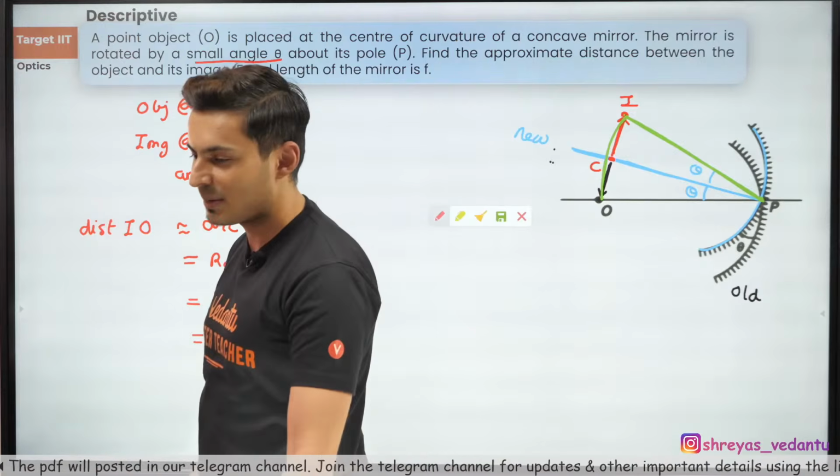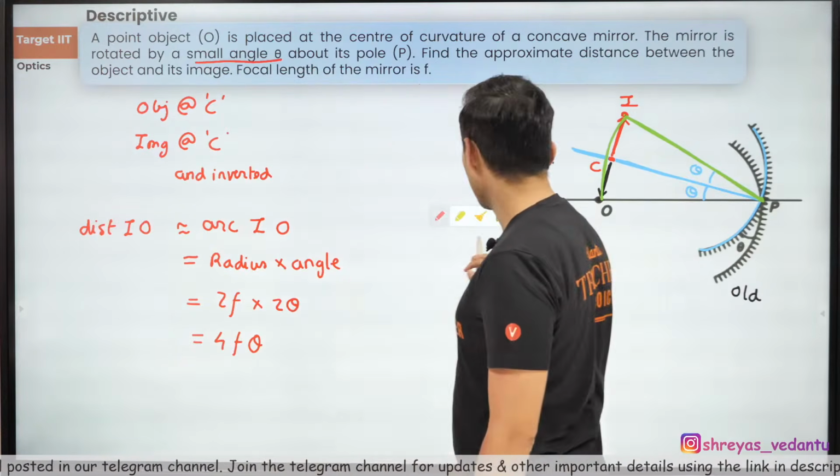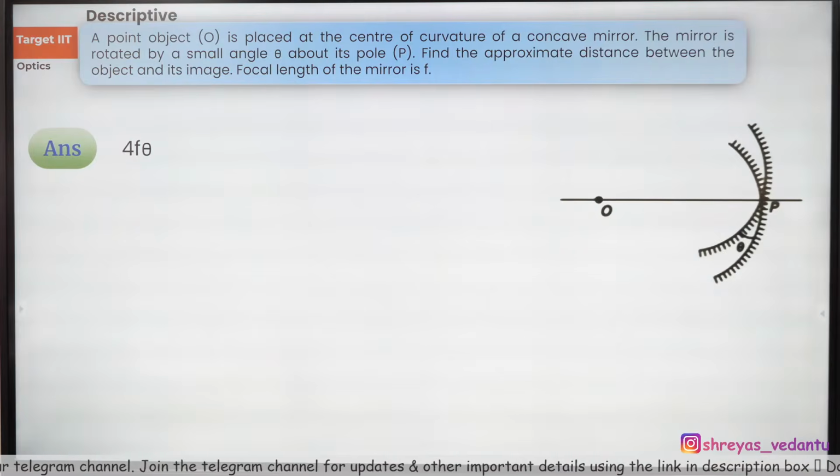Very nice question. Yep, Shruti, it is. Beautiful question. Okay, so that's the answer.